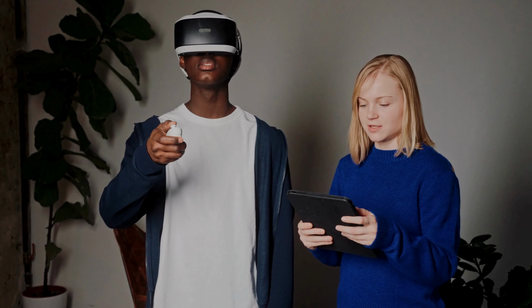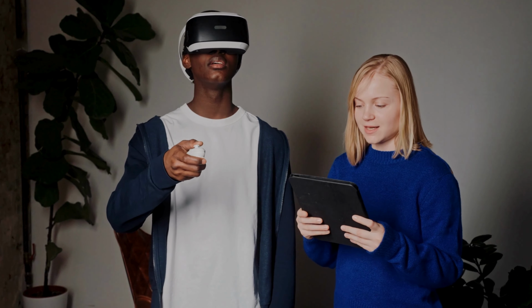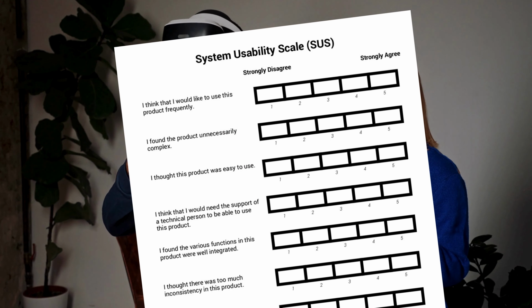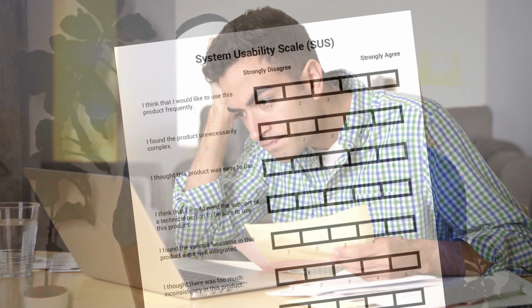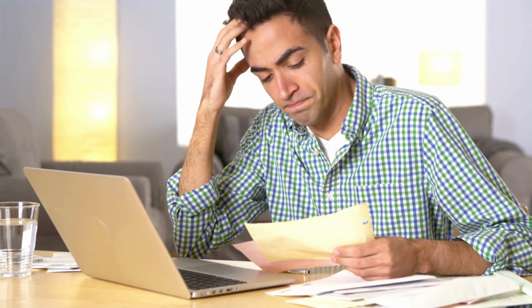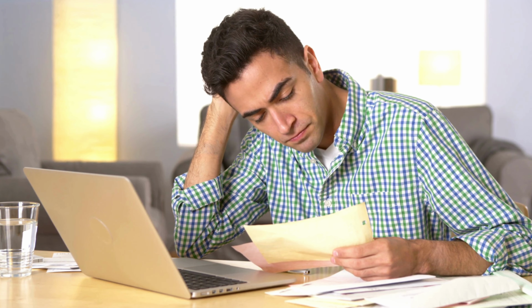Usability is essential for every product's success, and the System Usability Scale, one of the most widely used tools for quick usability analysis, sets the standard. But traditional methods for interpreting results require a lot of manual work, making them inefficient, error-prone, and somewhat tedious.